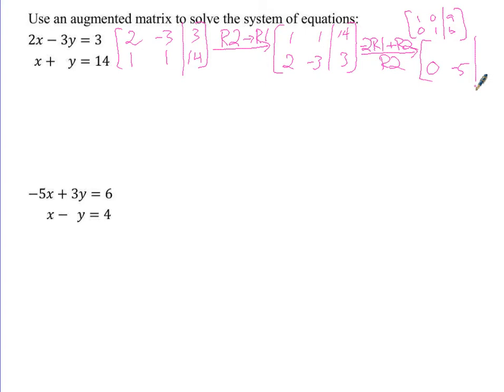I have to do the same thing for the last column as well. Negative 2 times 14 is negative 28 plus 3, negative 25. So I put negative 25 there. That's my new second row. I didn't do anything to the first row. I changed the second row. So I'm going to rewrite the first row. 1, 1, 14.